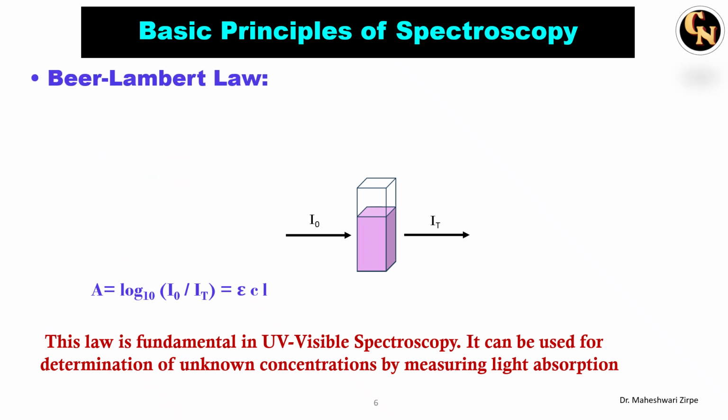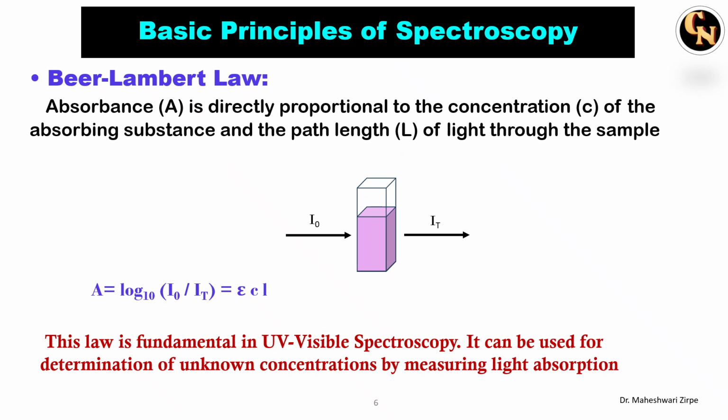The basic principle of UV visible spectroscopy is based on Beer-Lambert's law. Now what is Beer-Lambert's law? Absorbance A is directly proportional to the concentration C of the absorbing substance and the path length, that is L, of the light through the sample. So this is the law. The law says that absorbance is directly proportional to concentration, and it is also directly proportional to the path length, which is denoted by L.